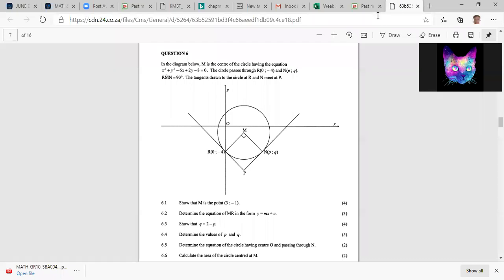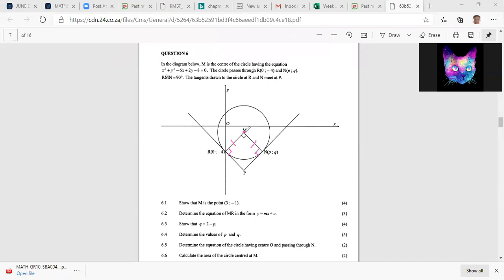All right, so in the diagram below, M is the center of the circle. So immediately you know that's radius, radius. They are equal to each other. They're giving you the equation of a circle. You immediately know that you can complete the square to find the center. The circle passes through R and M. This angle is 90 degrees, so opposite gradient, in case you needed it. The tangent and a radius are also at 90 degrees, so also opposite gradients. There we go. Show that M is the point, whatever.